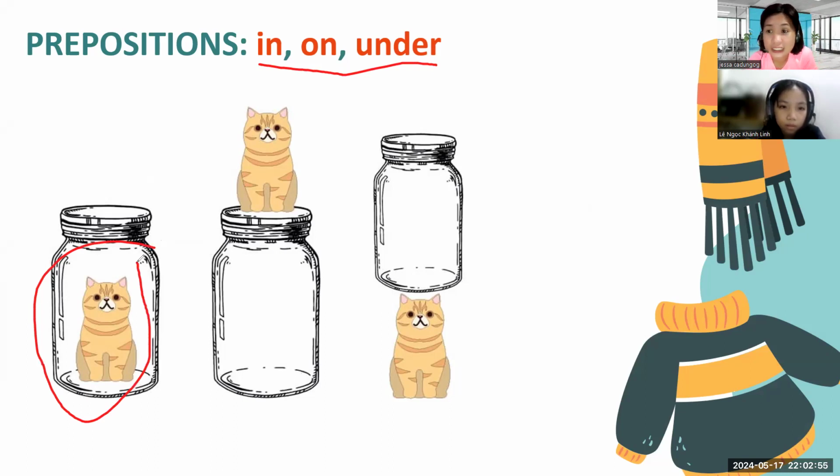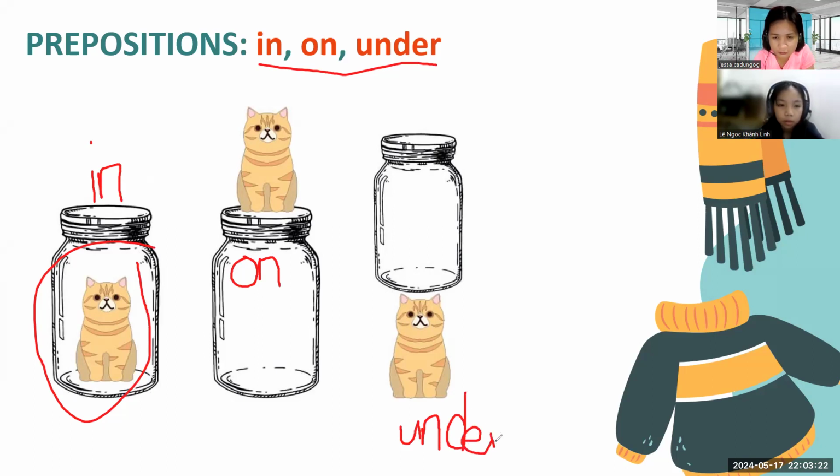The cat is in the, what's this? In the jar. Again, where's the cat? The cat is in the jar. Again. The cat is in the jar.